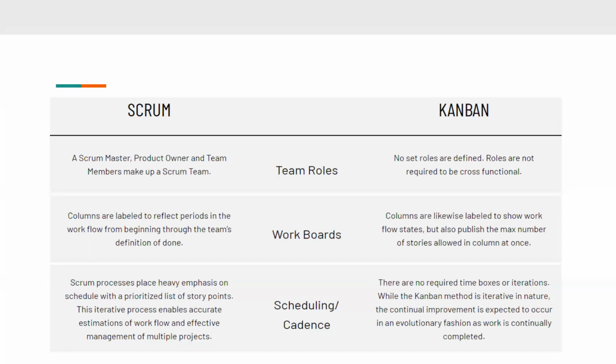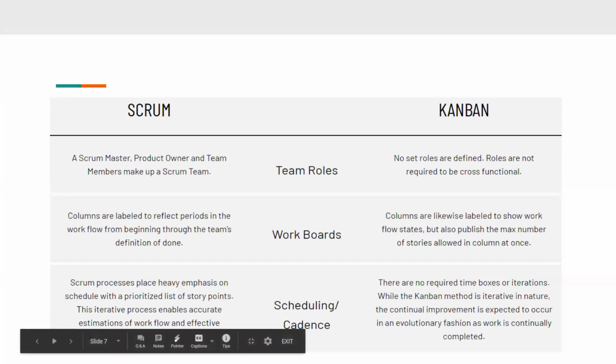Scheduling and cadence. Scrum is a process where you work off of many ceremonies. You could have the sprint planning session. You could have the sprint demo. So there are a lot more ceremonies involved within the Scrum. Within Kanban, there are no required time boxes or iterations, so it is a lot simpler. Both have their pros and cons, but I'm not going to get into the scope of the pros and cons of Scrum and Kanban. I did want to bring in the differences just so you understand what those differences are.